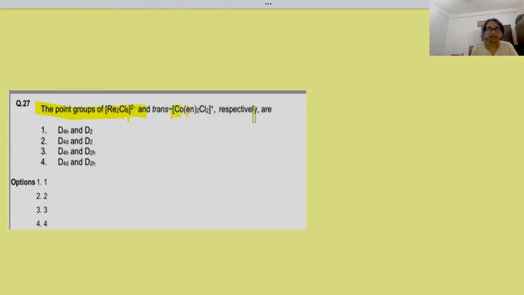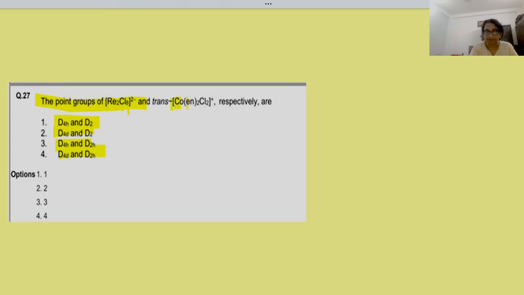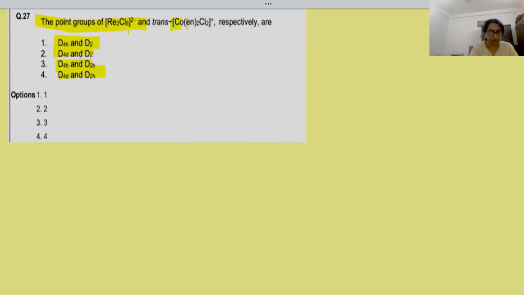Respectively, the given point groups are D4h, D2, D4d, and D2h. Now we start the solution of this question according to the concept of group theory and the point group. In this question, we can solve on the basis of the geometry.